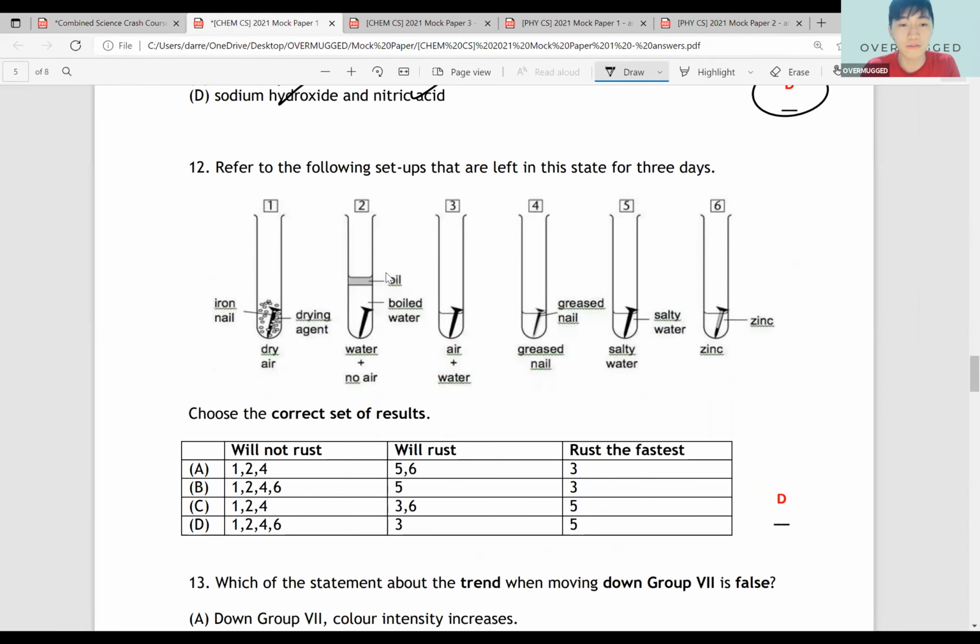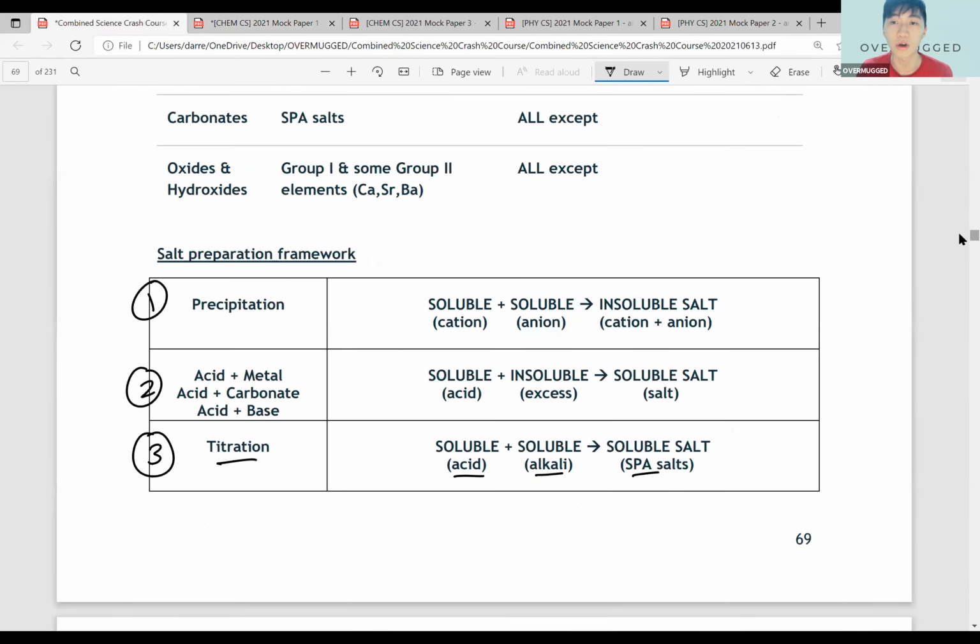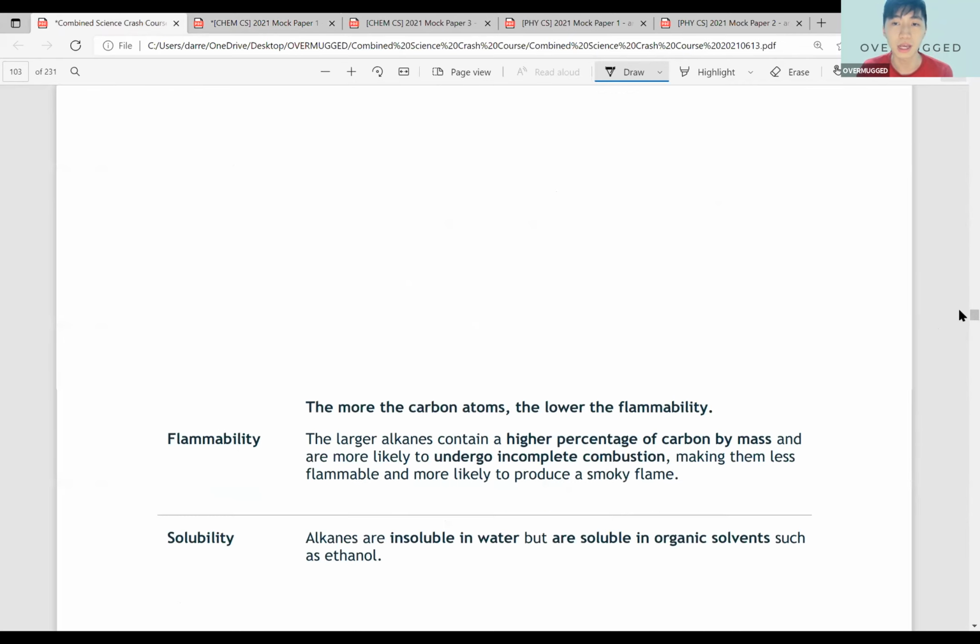Next, for question 12, this is obviously about rusting. I just need you to take note of 2 things: boiled water and salty water. What is implied when we say boiled water? Boiled water means there is no more oxygen or air inside the water because all of the air has escaped in the form of bubbles. Meanwhile, what does salt water mean? Salt water means that the rusting will occur faster.